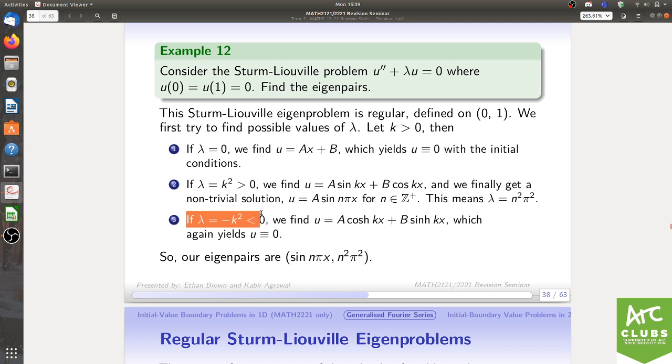And if we have lambda being a negative square, then we end up getting u equals a cos kx plus b sin kx. Alternative way to view it is a e to the kx or a e to the negative kx, in which case you end up with u equivalent to 0. So we only end up with one collection of eigenpairs, which is sin n pi x, with your eigenvalue n squared pi squared.